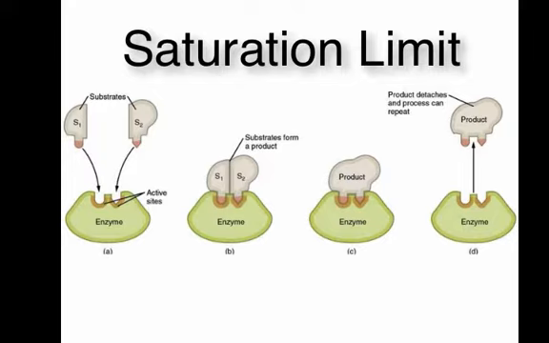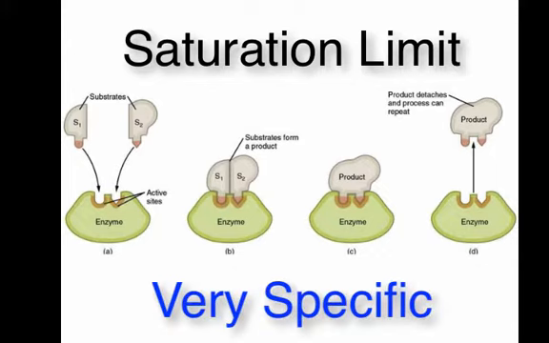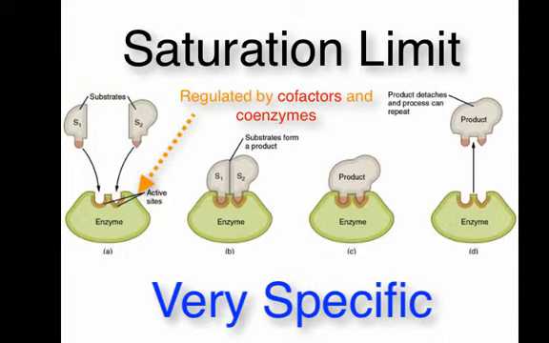The enzymes have a saturation limit, however. They can only catalyze at a certain rate, as they can only accept substrates to make one new product at a time. They are also very specific. Each enzyme will only work on limited types of substrates. And enzymes are regulated by other cellular chemicals. Cofactors, usually ions, and coenzymes, usually vitamins, are substances that must bind to the enzyme before the substrates can bind.